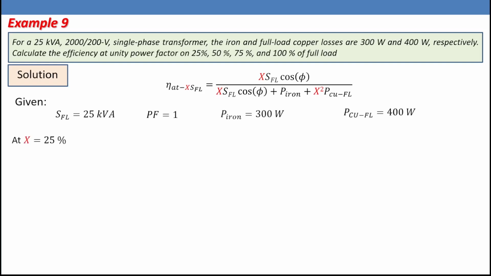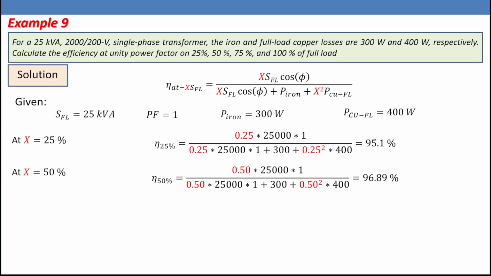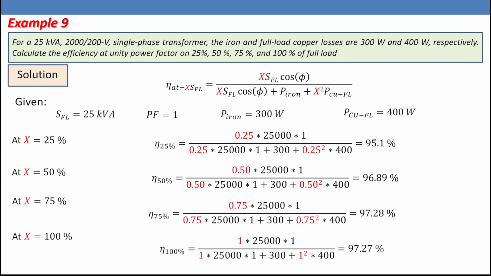So at X equals 25%, we have the efficiency 95.1%. If we increase the percentage of loading to 50%, we have efficiency 96.89%. Increasing the efficiency more, we have at 75%, 97.28%. At 100%, we have the efficiency 97.27%. If you notice here, the efficiency is not increasing up to the full load. There will be a certain increase and then there will be a decrease.